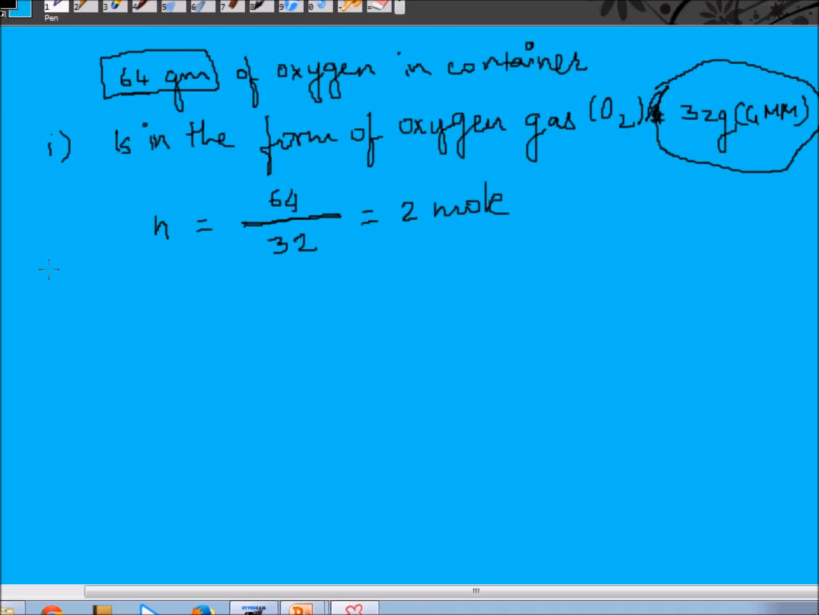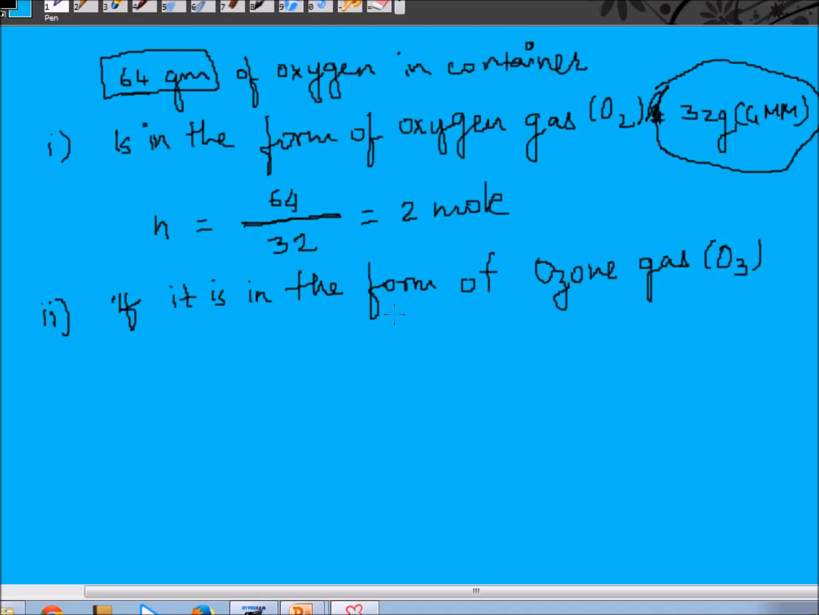Similarly, the other part of the question can be, again you have the same container with the same amount of oxygen, 64 gram. The question tells you to calculate the number of moles of molecules inside the container if oxygen is in the form of O3 molecules, that is ozone molecules. So if it is in the form of ozone, it is in the form of O3.